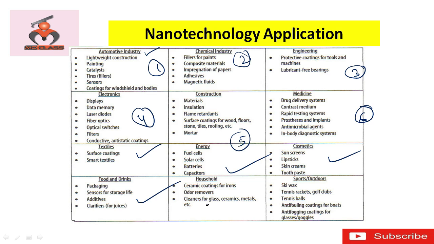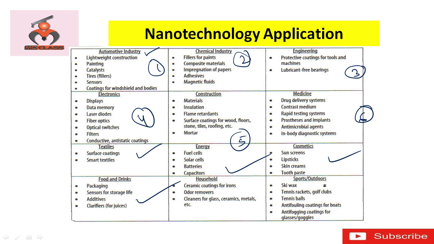Next is your household. In the household, nanotechnology can help to remove odors, and also to clean glass and ceramic. We can provide ceramic coating for irons to prevent rusting or oxidation.